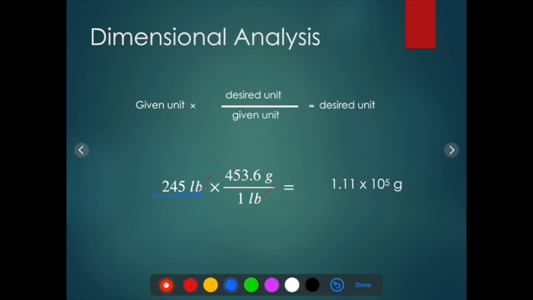Next, we want to use our conversion factor, and we want pounds to be on opposite sides. This pound right here is in the numerator, so for our conversion factor, we want this pound to be in the denominator. They have to be on opposite sides for them to cancel out. If you have both pounds in the numerator, then you're just multiplying them, so you would have pounds squared. So this one's in the numerator, this one's in the denominator, and those will cancel.